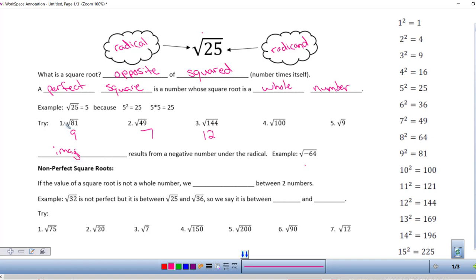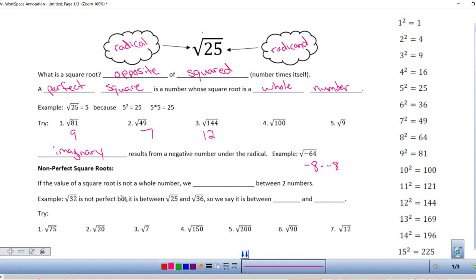Imaginary is what we say when there is a negative underneath the radical symbol. I cannot take the square root of a negative because if I would say, oh, 64 is 8, so it's just negative 8. But if I take negative 8 times negative 8, I end up with a positive 64. It's impossible to take a number times itself to get a negative because a negative times a negative is a positive.